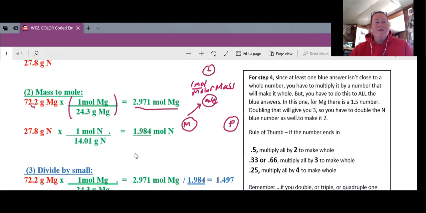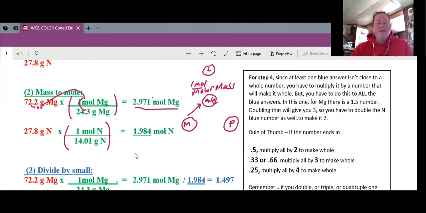Now, some of you are actually writing down the calculation for this. You do not need to include that step. If you have this and you show me an answer, it's implying that you are looking at this and saying, okay, I'm starting with 72.2 times 1 divided by 24.3 equals this. You don't have to rewrite the mathematical calculation. So that does not need to be part of your work. Just what I've shown is all you need to do. The molar mass for nitrogen is 14.01, so 27.8 divided by 14.01 is 1.984.